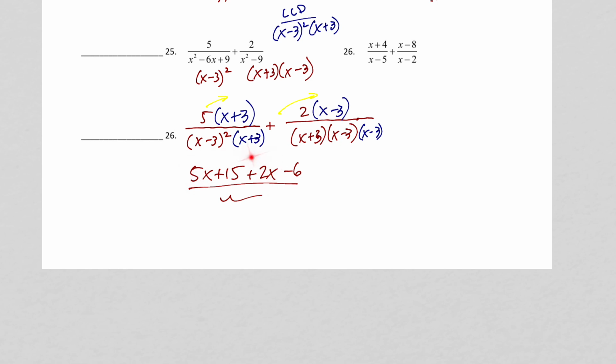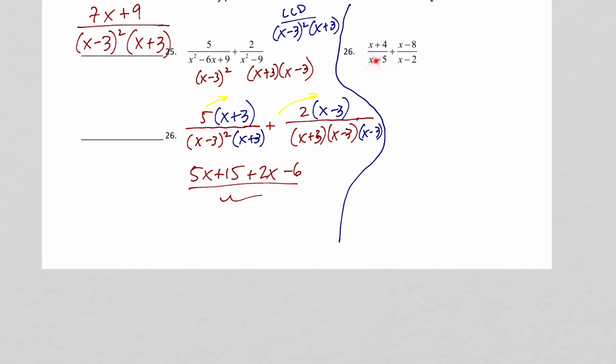So now I'm going to combine like terms. 5x plus 2x is 7x. 15 minus 6 is a positive 9 over, and I have x minus 3 squared times x plus 3. Okay, my only two denominators are x minus 5 and x plus 2, so the LCD has to be the product of those.